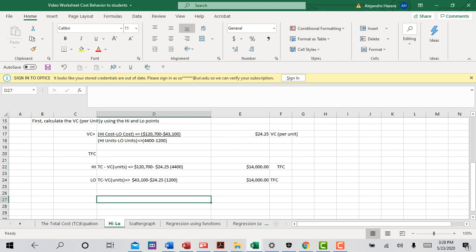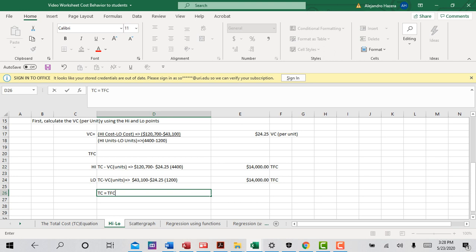We're looking for an equation which you can use to estimate your future costs at different levels of production. Okay, so here's the final answer that you would give me if I asked you on a test. You would say, using the high-low method with these data, you would give me the following answer. Your total cost is equal to your total fixed cost plus the variable cost per unit times the units produced.